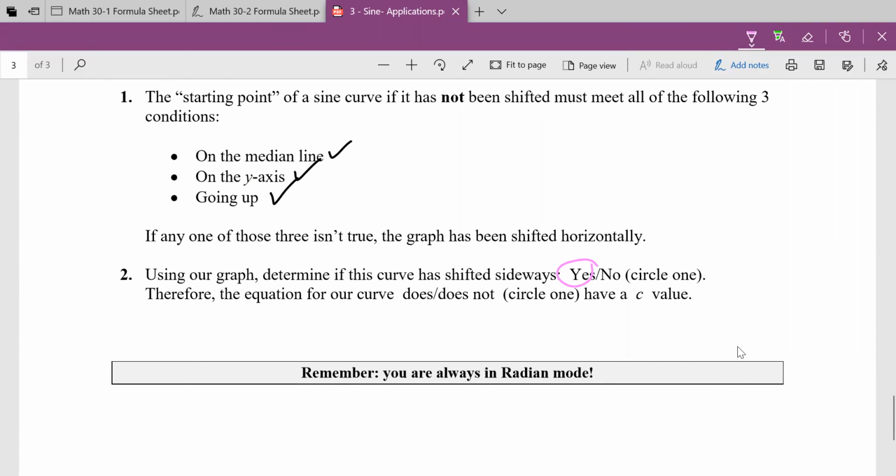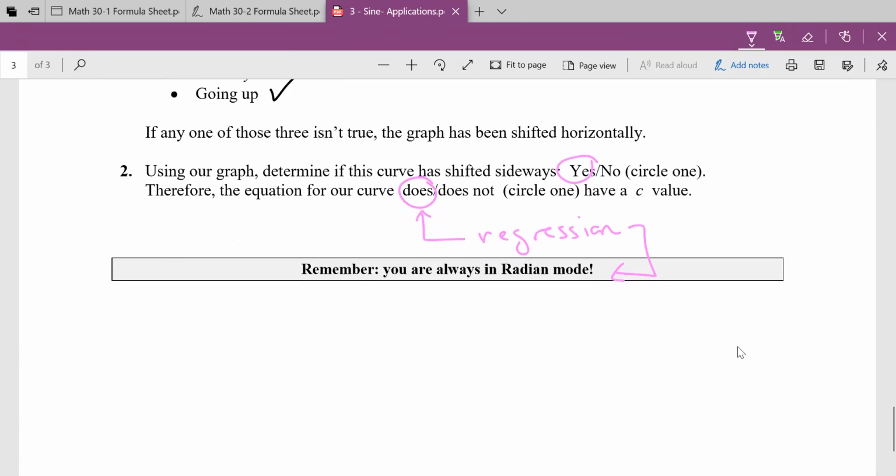Okay, I don't need you to find that C value for me. We could find this C value because yes, it does have one. The only way I expect you to find that is by doing a regression. And if you do a regression, you must be in radian mode. So as you're going through your questions in your homework and you're relating these new contexts back, it won't always be a Ferris wheel. This was just one type of example.